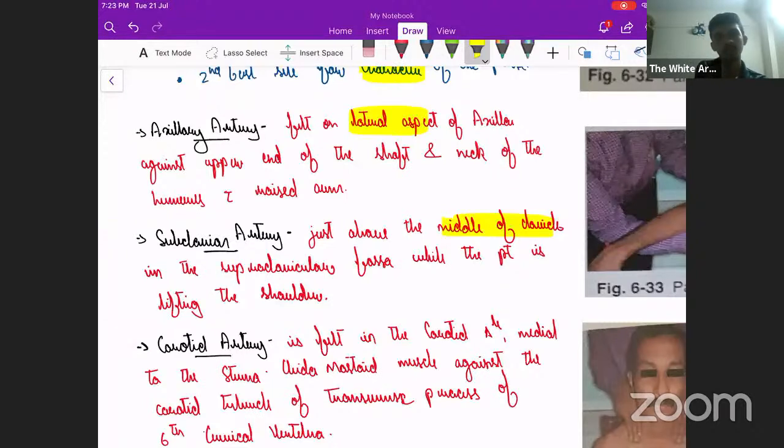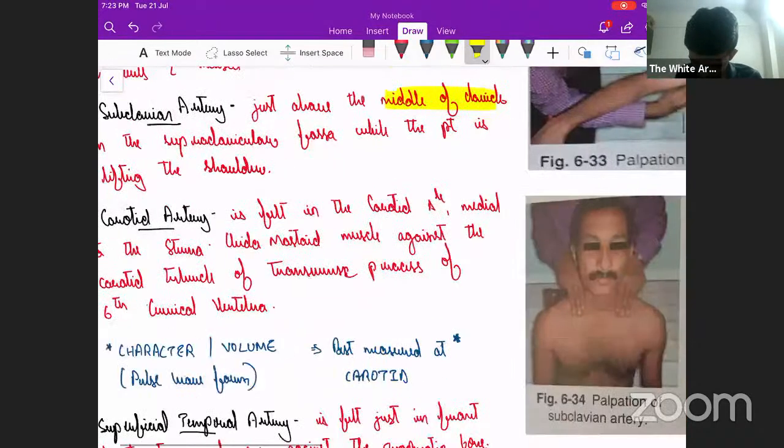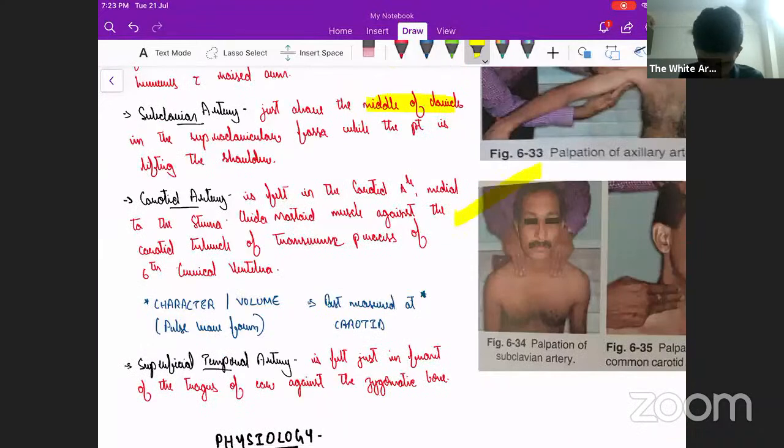So make the patient lift like this, go behind the patient and just palpate over here, the middle of the clavicle in the supraclavicular fossa, as shown over here.